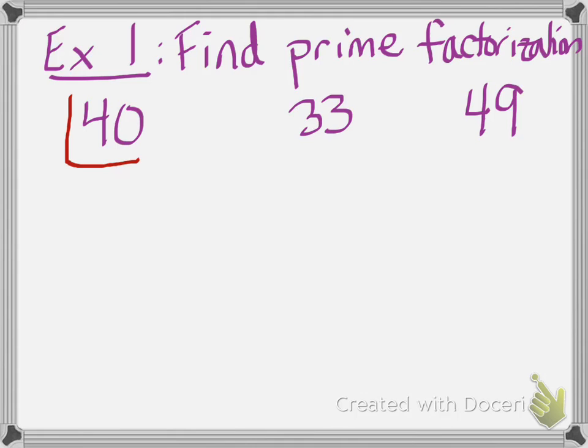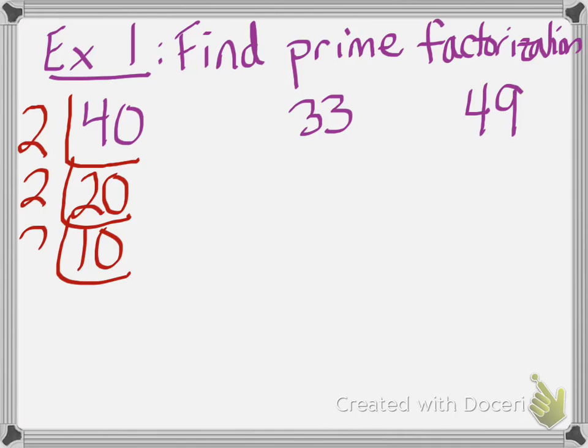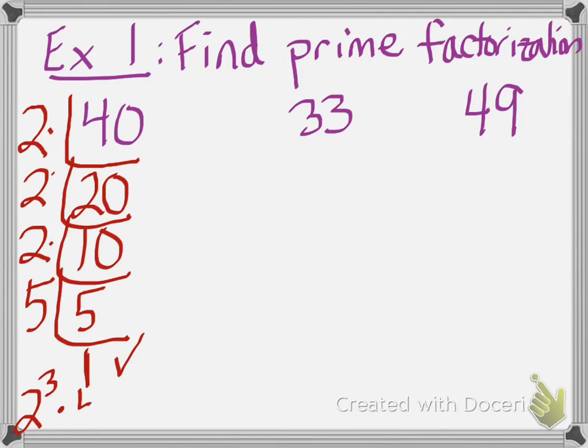40, there is a factor of 2. That's prime. 40 divided by 2 leaves me 20. There's another factor of 2. 20 divided by 2 is 10. There's another factor of 2. 10 divided by 2 is 5. And the only factor that's left is 5. If you remember, the ladder has to end with the number 1 at the bottom. So the prime factorization of 40 is 2, and I have 1, 2, 3 of them, so I can write it as 2 to the third times 5. And that would be the prime factorization for 40.